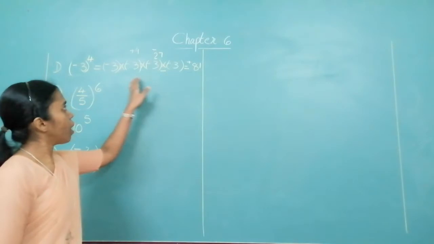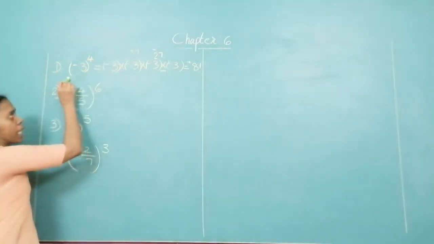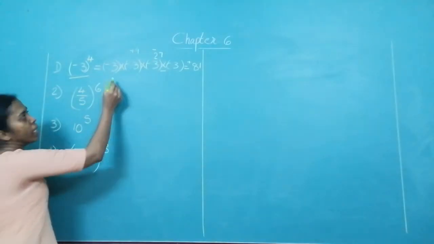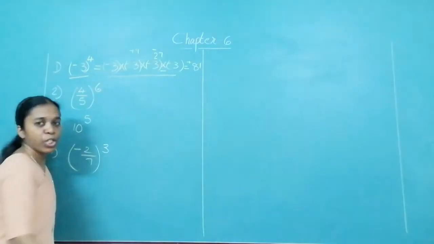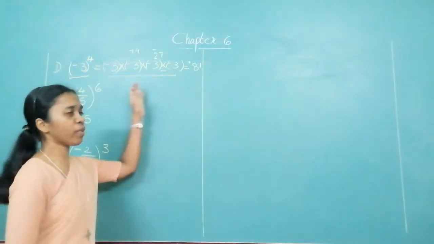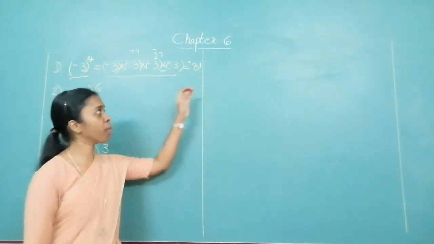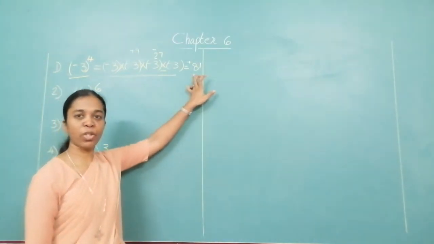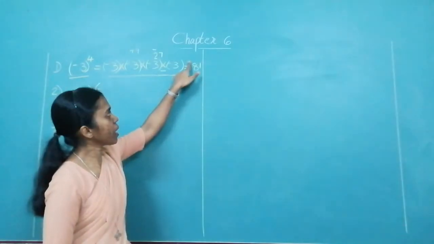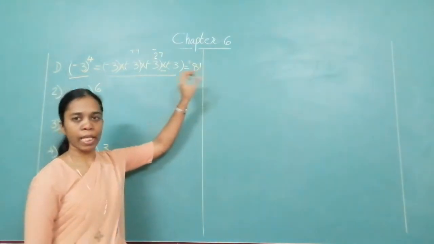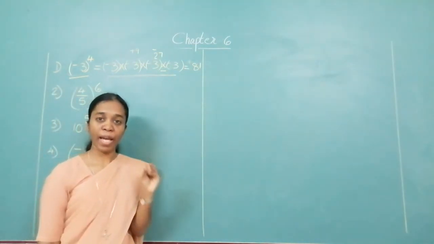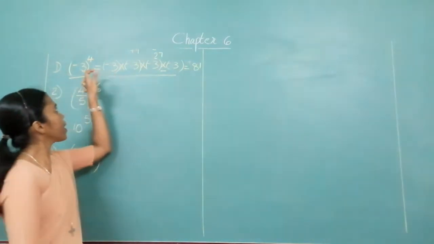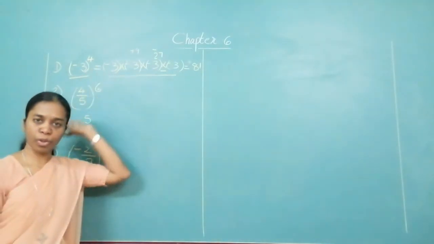Now if you look at it, this is the index form. This is the multiplication form. The meaning of the index form is the multiplication form. And this is the value of it. When it is plus sign, we don't write it. So we call it 81. That is the value of minus 3 raised to 4.